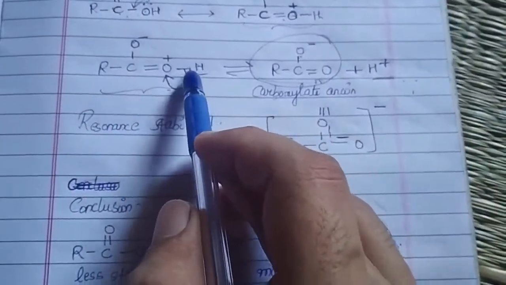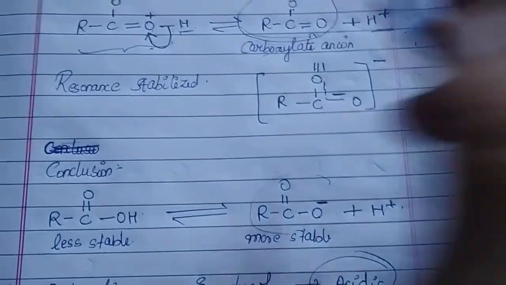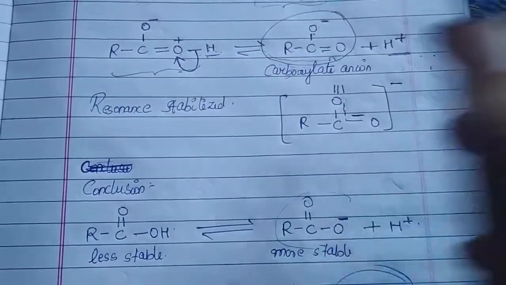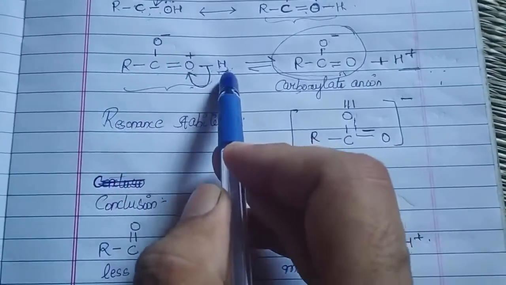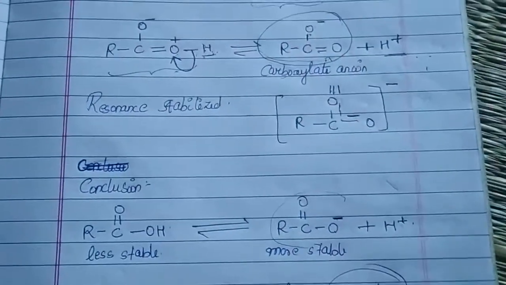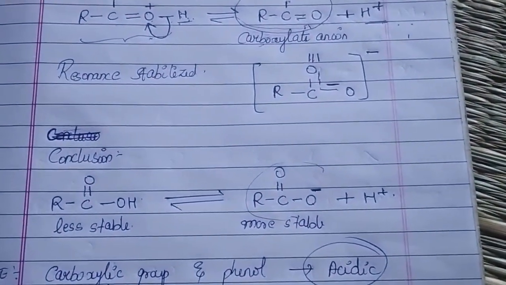Or in simple terms, it has to eliminate this hydrogen at a faster rate. It has to kick out this hydrogen at a faster rate. If a substituent is kicking out this hydrogen at a faster rate, what does it indicate? Its acidic strength is more. Yes or no? The same aspect we have to think over here.